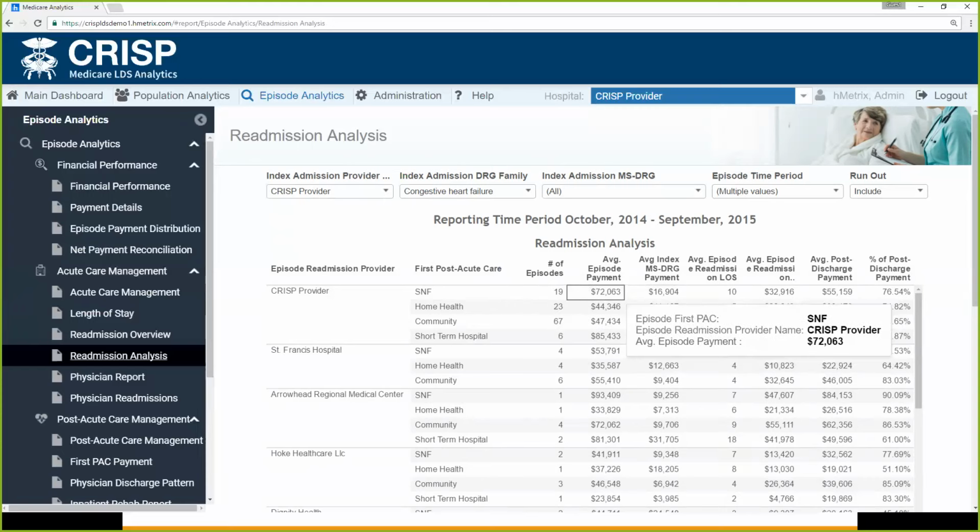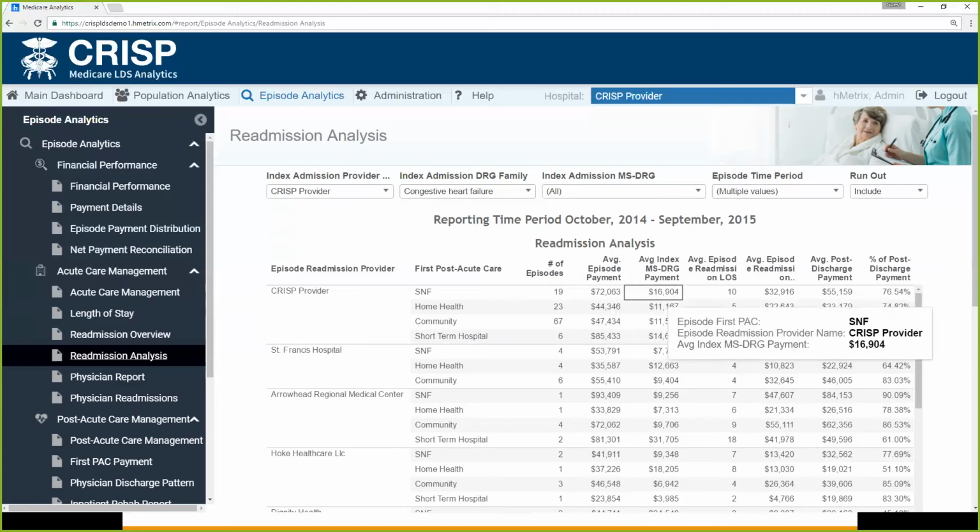Their average payment was $72,000, which, if you remember back from the beginning, the average episode for the CHF was around $30,000-something. So these episodes are very expensive. Whereas the index payment was a little shy of $17,000. So the remainder was all post-discharge payments, the majority of which looks like it was from the readmission, which is almost $33,000.